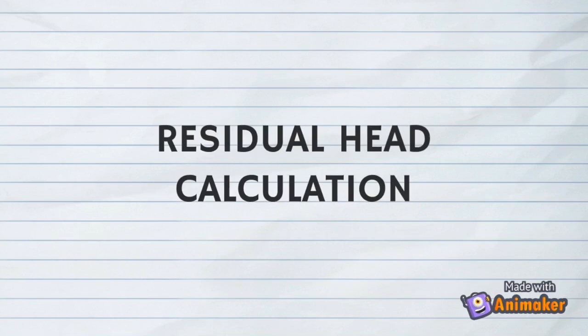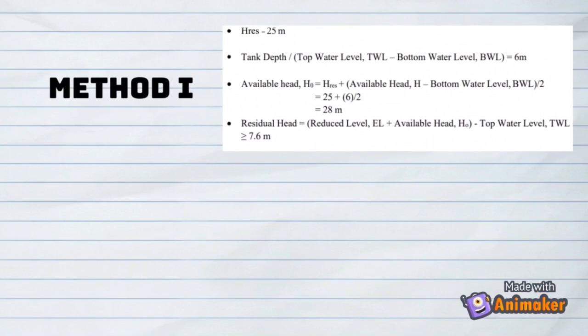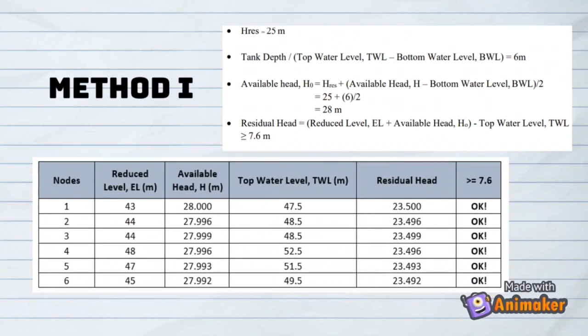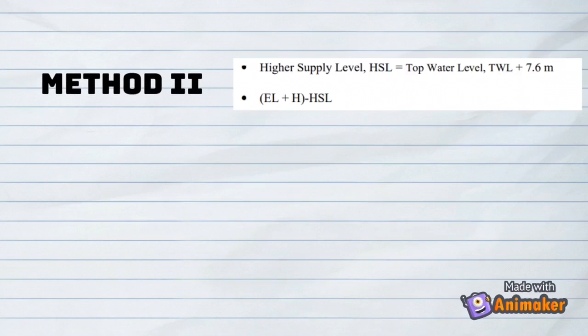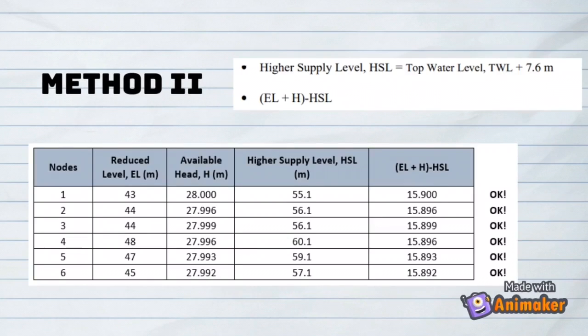Next is the residual head calculation. This calculation has 2 methods. For method 1, use the stated formula and tabulate the data below. From the calculation obtained, the value of the residual head is more than 7.6 meters, so the calculation passed. The same goes for method 2. The tabulated data shows that the values passed as there were no negative values.